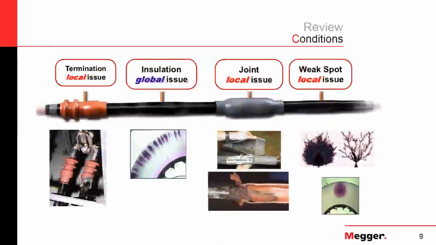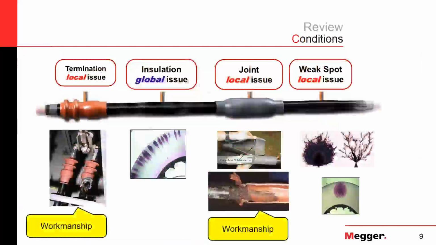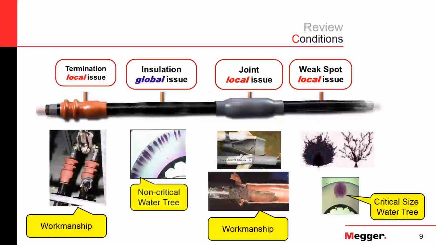So I have a couple of different examples here. We kind of break them up into local issues and global issues. Some of the local issues would be in splices and terminations here, typically workmanship problems, although sometimes it can be manufacturing defects as well. But basically those are single points that are an area of weakness. We can also have a local issue with a critically sized water tree, something that's at one particular point in the cable. And then we compare that to the global issues, these distributed water trees.